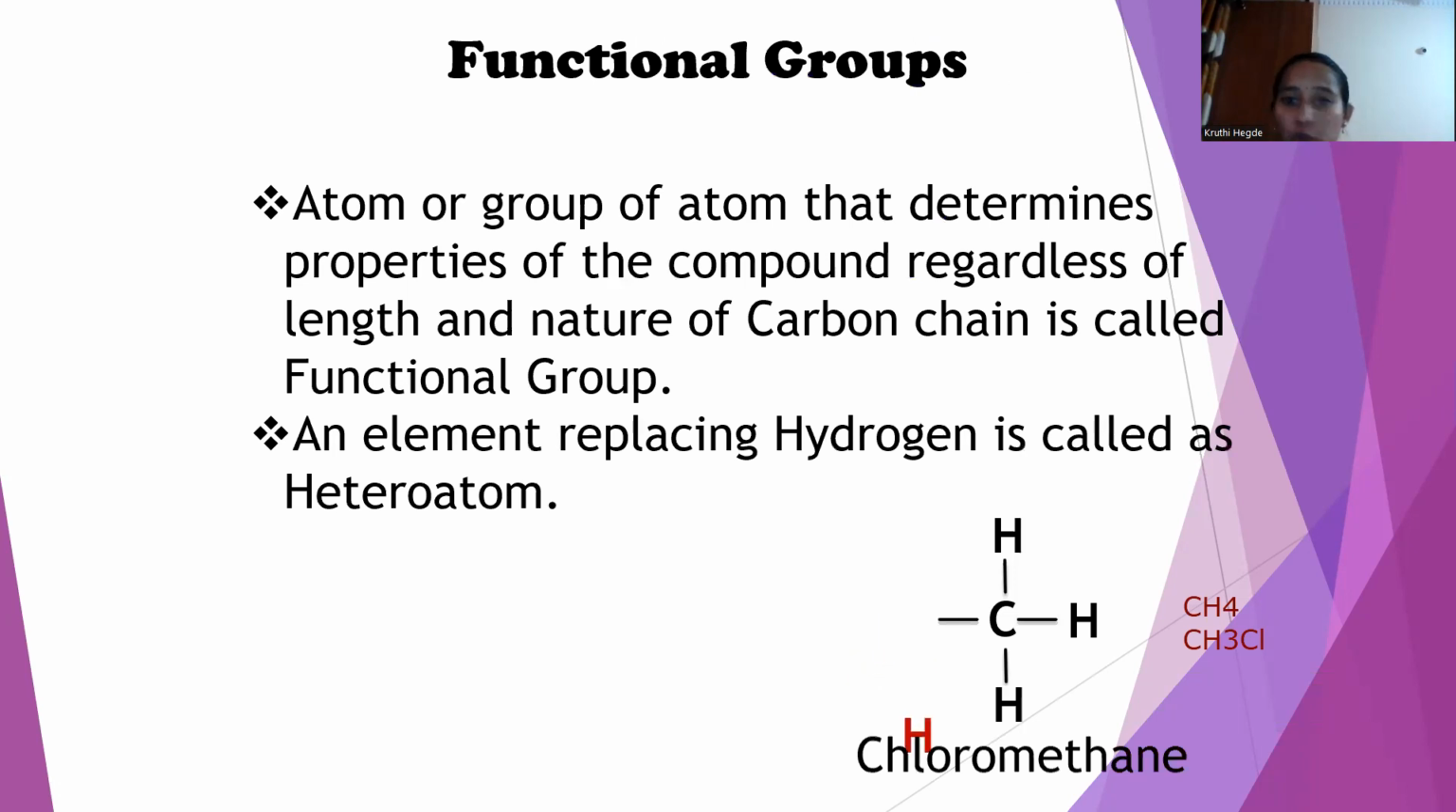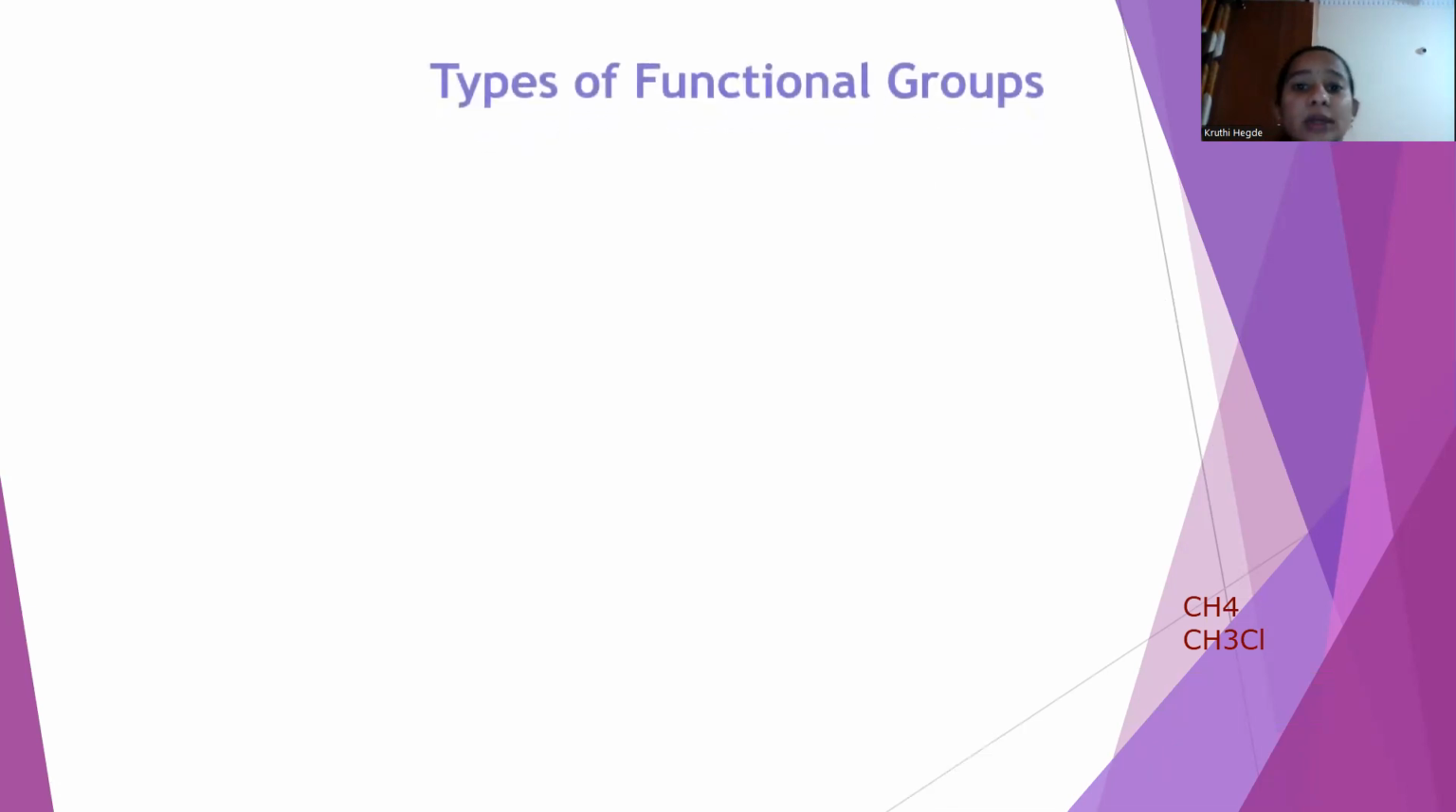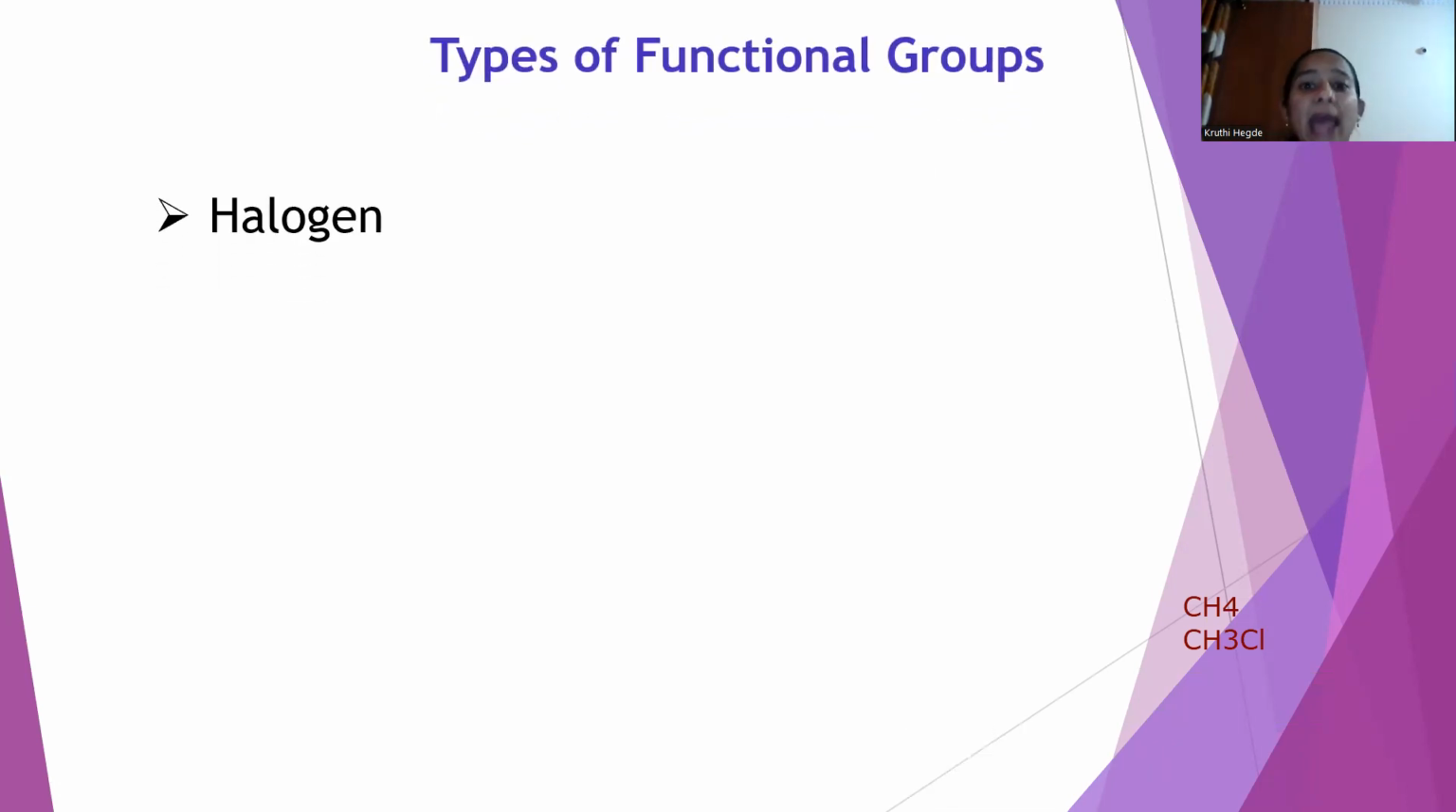Now, what are the different types of functional groups? Previously I have shown only one, chlorine. There are many other functional groups. Let us see which are there. So, types of functional groups. It can be halogen. Halogen includes chlorine, bromine, Br, fluorine, F, iodine. Any of these can take the position of hydrogen and they are all together called halogens. So halogen can be one type of functional group. Alcohol can be another type of functional group. Alcohol is represented as OH. I'll show you that also.